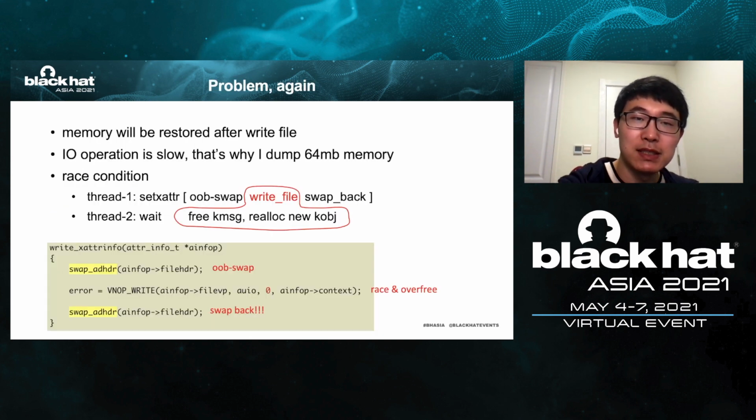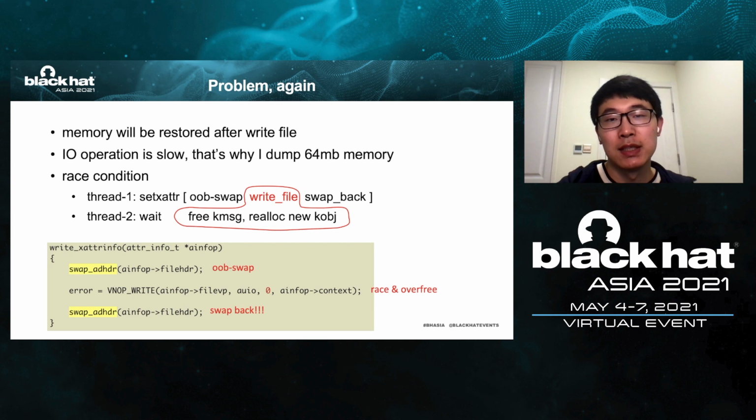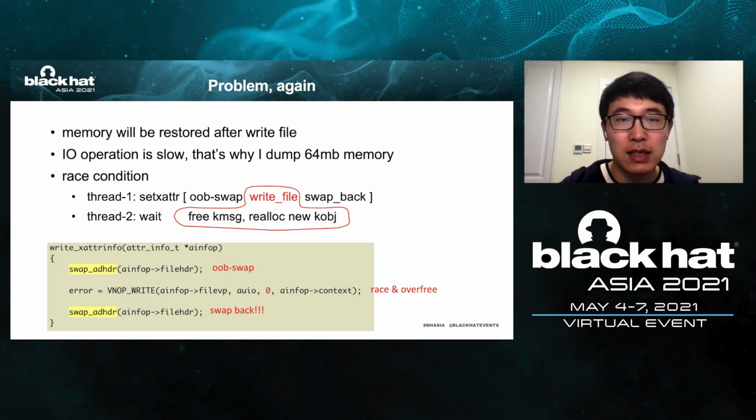In fact, we still have another problem. Here again, another new problem. Look at this code again, and I find that after the xctr file is saved, there is a swap back operation immediately. The memory will be restored to its previous little-endian state. In other words, our overfree operation must occur during the write file stage. Maybe we can do this with a race condition.